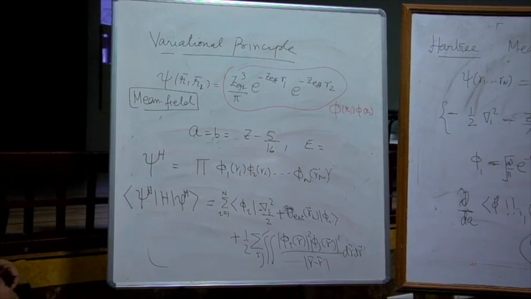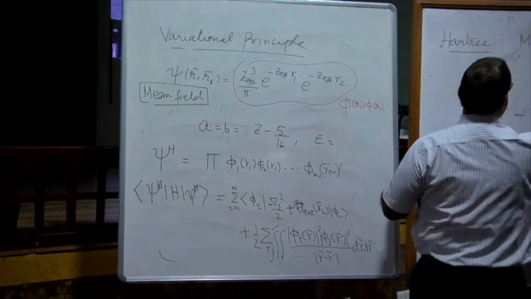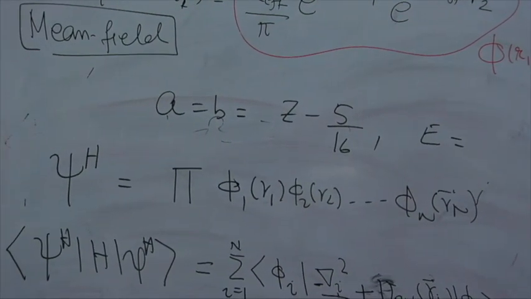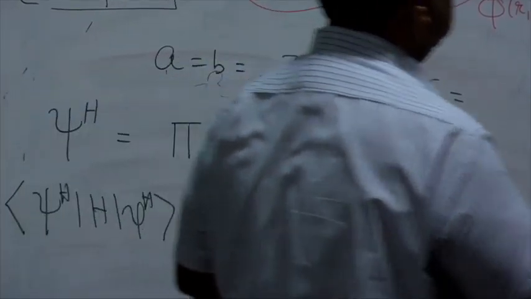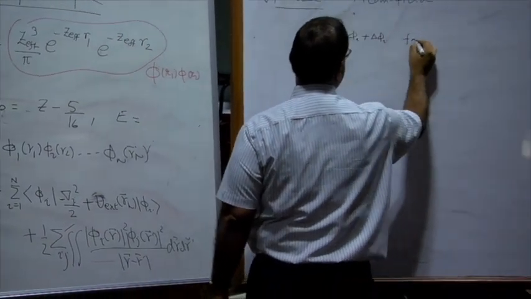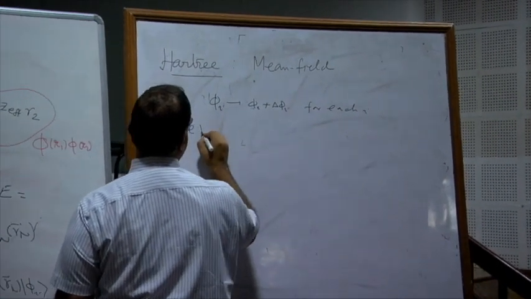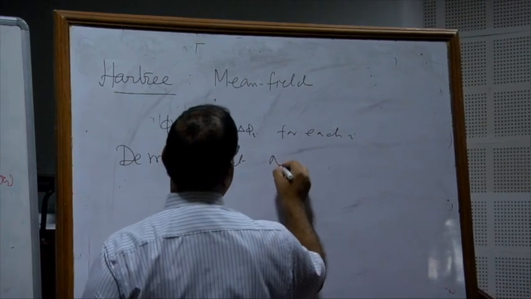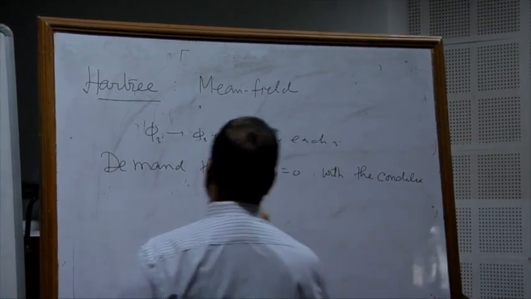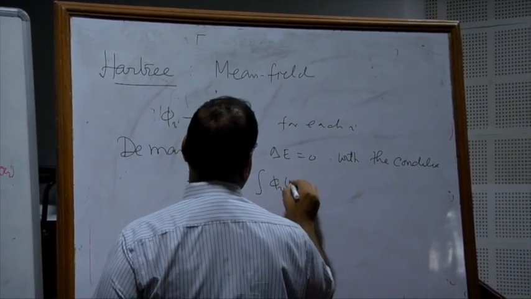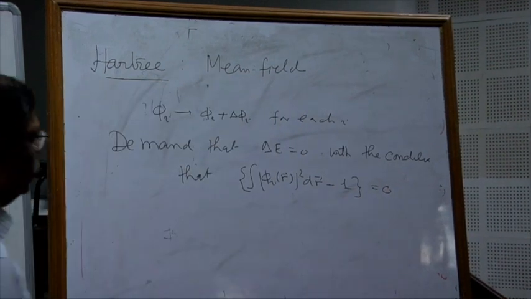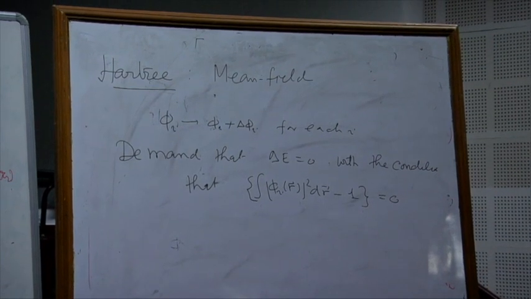Okay? And now, what do I do variationally? Variationally, I minimize this. I'm going to vary each phi. I'm going to take each phi i to phi i plus delta phi i, for each i, and demand that delta E be 0, with the condition that the integral of phi i of r mod square dr minus 1 is equal to 0. Each orbital is normalized. I'll again use the Lagrange multiplier technique.